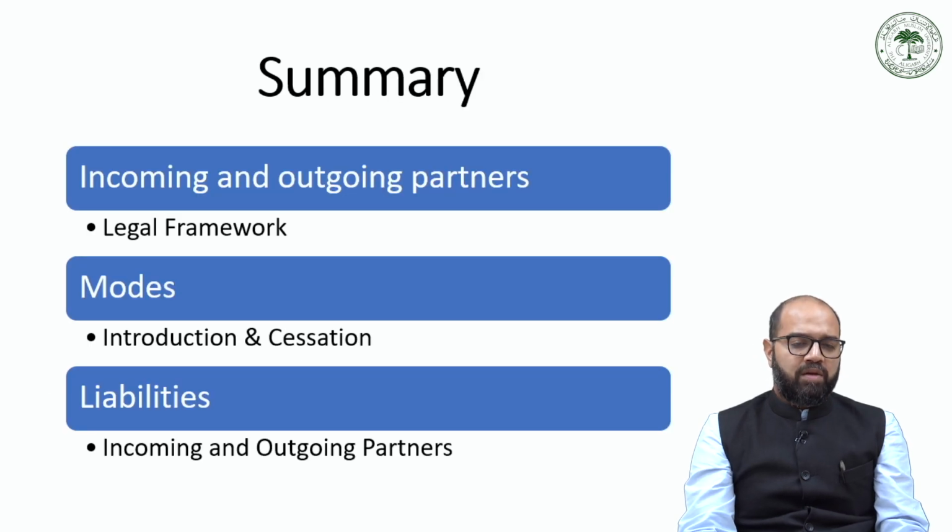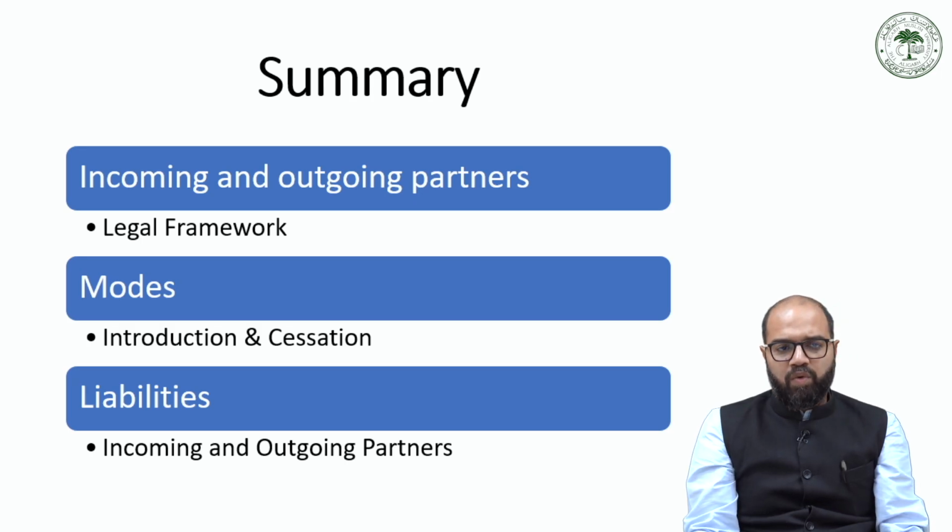So, now we shall be coming towards the closure of this lecture on incoming and outgoing partners. We have discussed their legal framework under chapter 5. What are the various modes by which the partners may enter and may exit the partnership firm, and what are the liabilities of incoming partners, the default rule, and how that rule may be varied by an agreement between the partners. So, liabilities have been discussed in the context of incoming and outgoing partners.